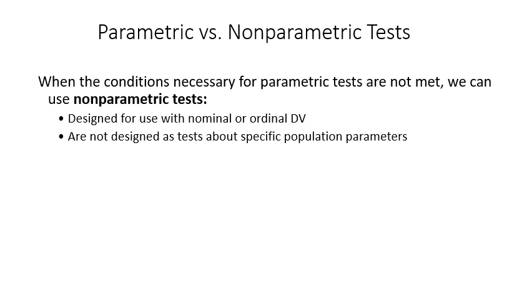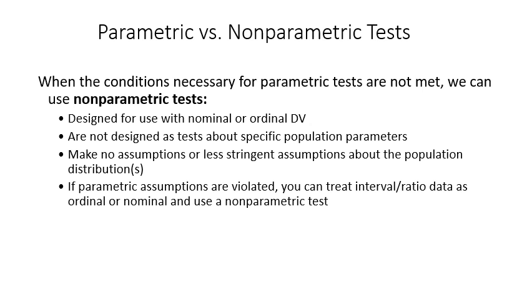So non-parametric tests are typically designed to be used with nominal or ordinal level dependent variables. And really, we're not testing specific population parameters. However, we do look at it as almost like a median is what we're using. So we're not using the technical median, we just look at parametric tests as tests on the mean, and non-parametric tests as tests on the median.